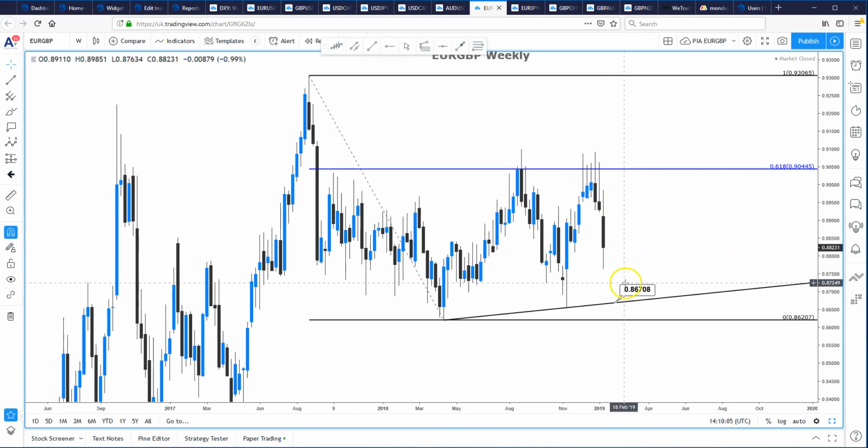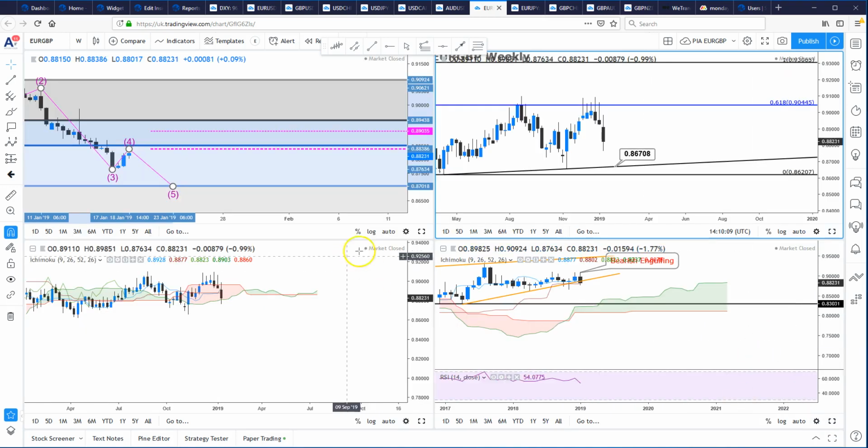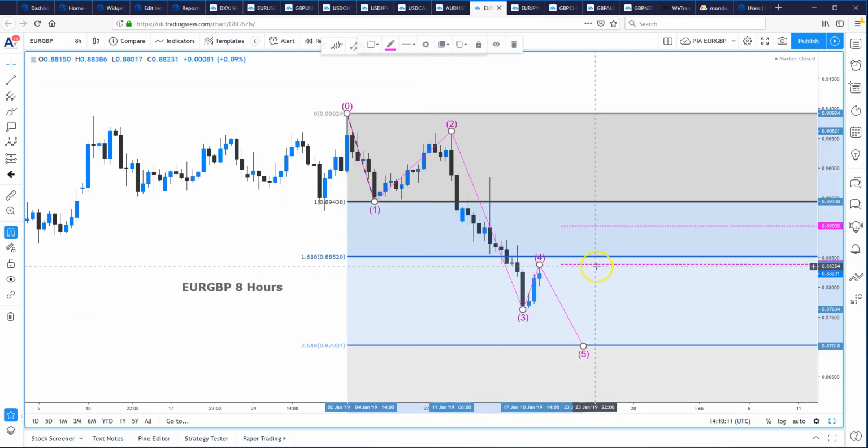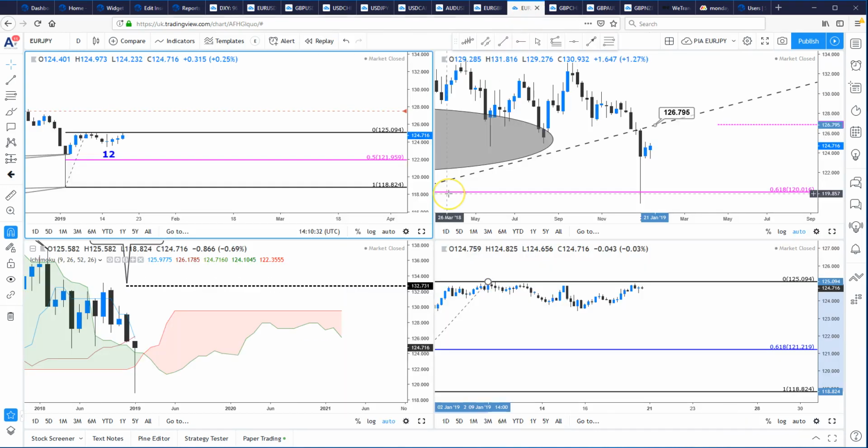spikes and rallies continue to find sellers. We've got trendline support at 86.70. If we go to the daily chart, we just clipped a short trade late on Friday. We're looking for a 5-wave completion down to around 87.03. We're still looking to sell into rallies. 88.38 is bespoke resistance, and then 89.03.